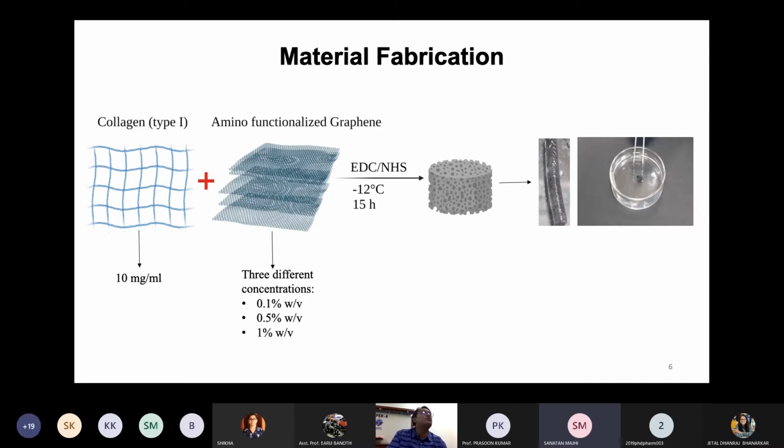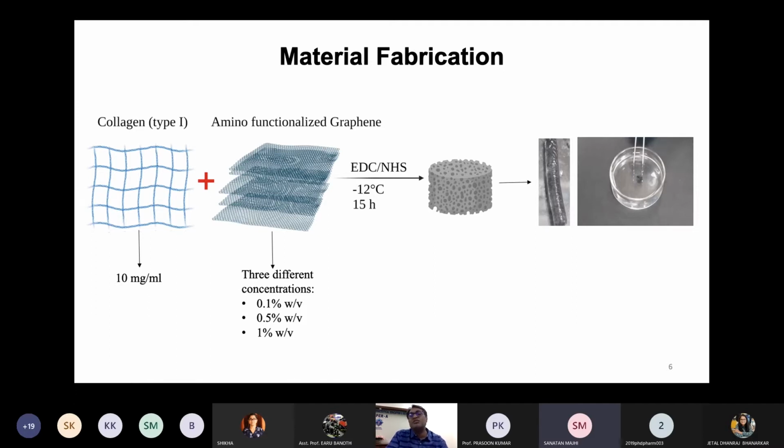Cryogels, for those who don't know about it, are made by a simple conventional hydrogel synthesis procedure. The only thing we do here is synthesize the hydrogel at a sub-zero freezing temperature. We have optimized the condition at around minus 12 degrees Celsius for 15 hours. If we keep it at minus 12 degrees Celsius for 15 hours after mixing the graphene and collagen, we get this kind of hydrogel. You see the blackish nature; this means that graphene is incorporated.